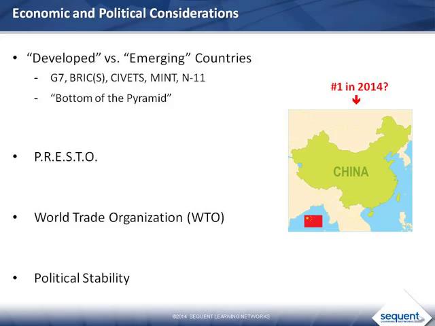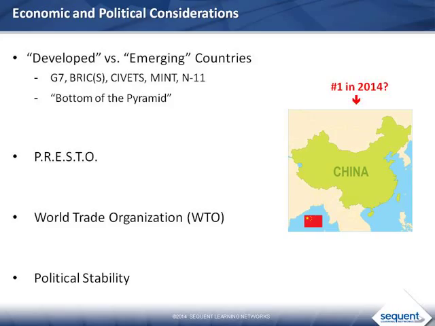BRIC: Brazil, Russia, India, and China. CIVETS: I would ask you this question if you guys were live, but Colombia, Indonesia, Vietnam, Egypt, Turkey, South Africa. Goldman Sachs has come up with MINT and N11. Mexico, Indonesia, Nigeria, Turkey, and the N11 are the next 11 countries, which they feel have both the growth rate and income potential to be interesting countries.